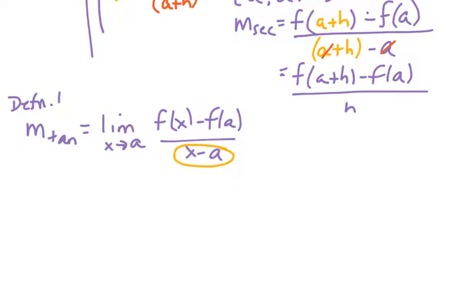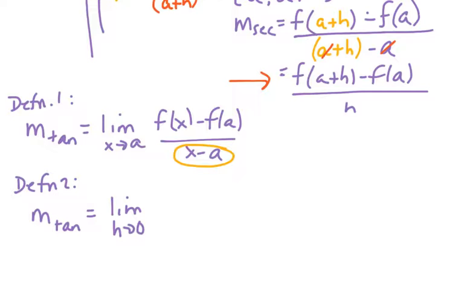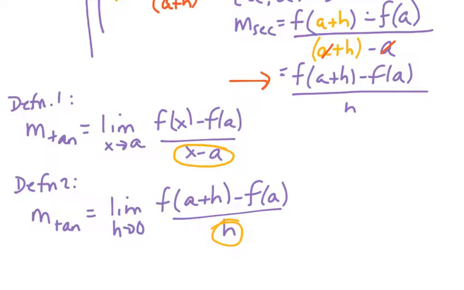For definition 2, the slope of the tangent line is also a limit, but this time we're going to use this definition. So as h approaches 0, this is going to be the limit of f of a plus h minus f of a over h. And again, you can see what's happening here as well.